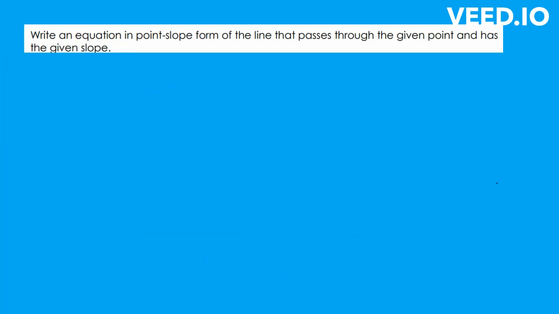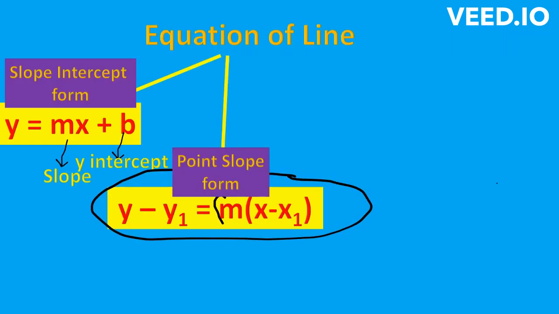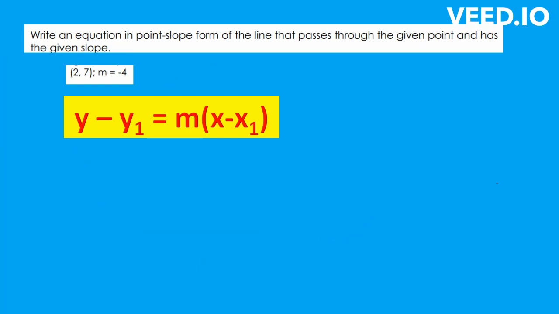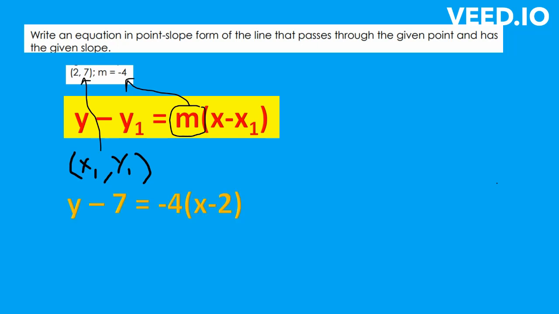Now here let's take an example so that you can understand clearly. They are asking us to write the point-slope form. We have a point here and slope. Y minus y1 is m into x minus x1. M is the slope, -4. (x1, y1) is the point, that's (2, 7). So y minus 7 is -4 into x minus 2.